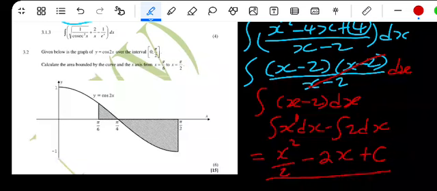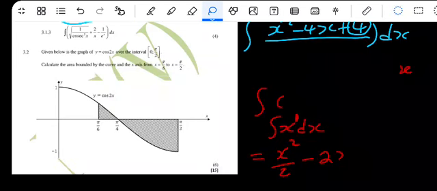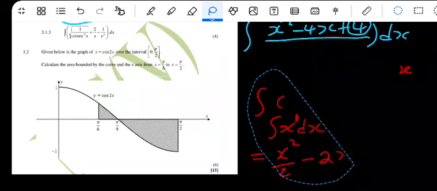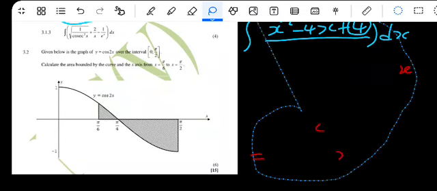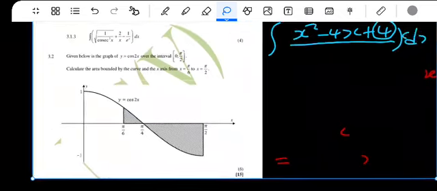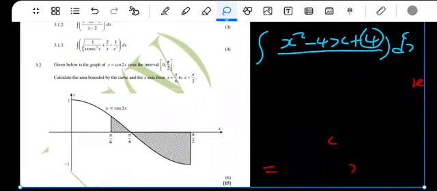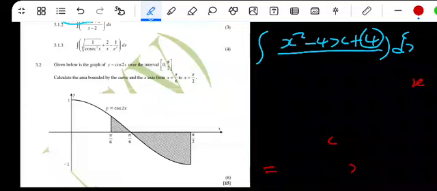That is what you're supposed to get there.